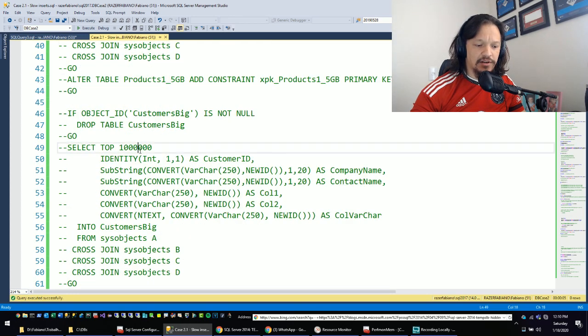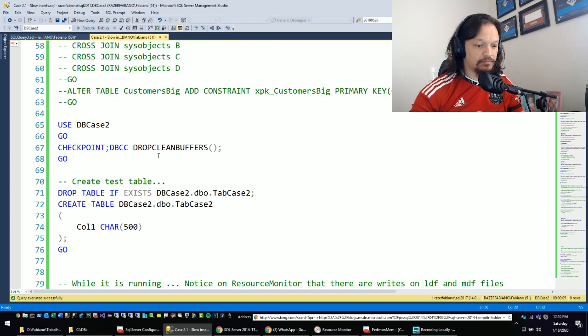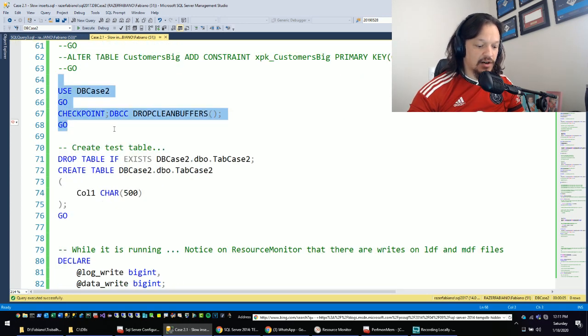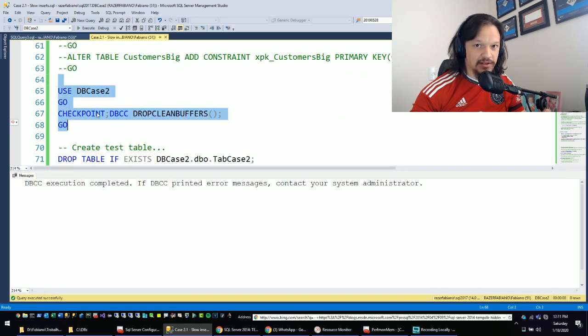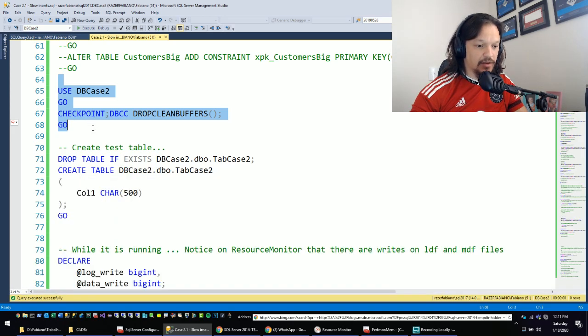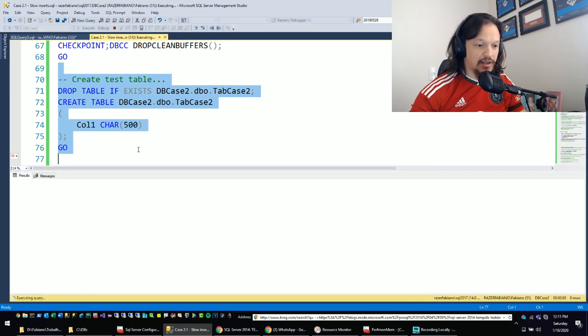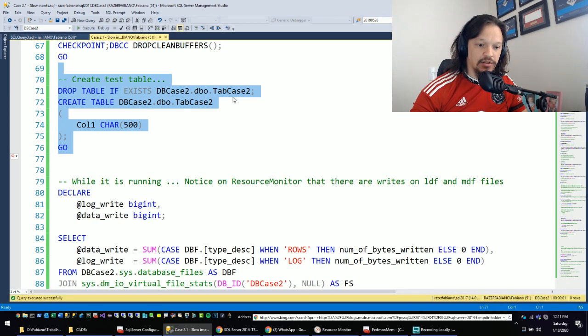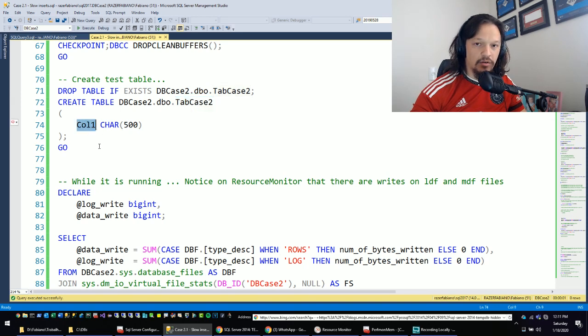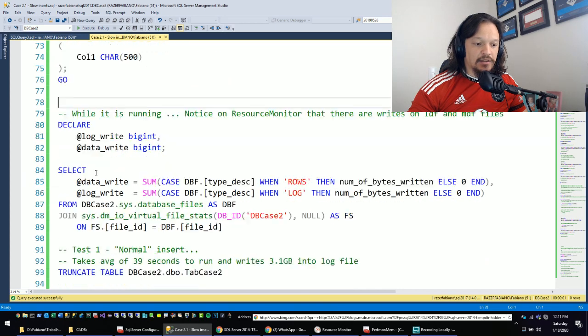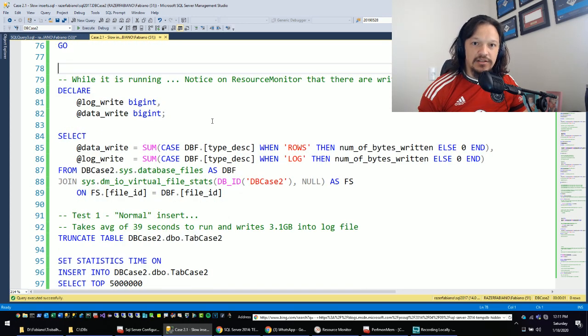There's another table that I might use, though I don't think I'm going to use it in this demonstration, which is the customer big table. I don't really need to do it because I just restarted the server, but anyway, let's start by creating a table. I just created a dummy table with one column, and I'm going to insert some data there.